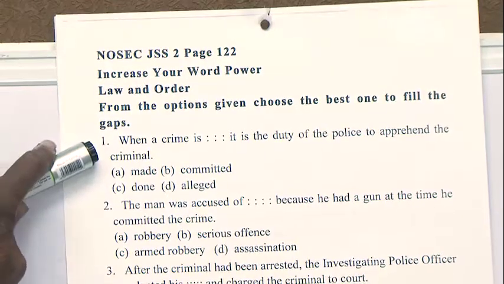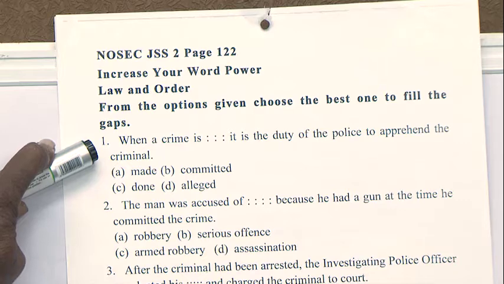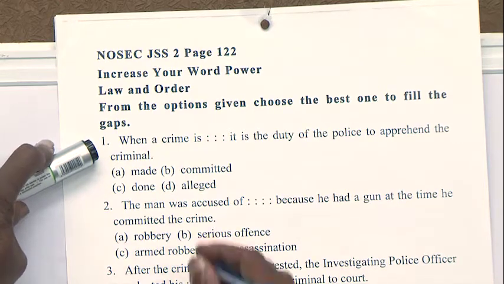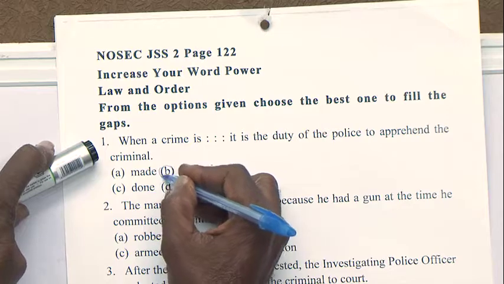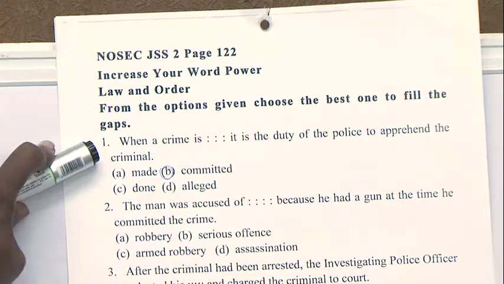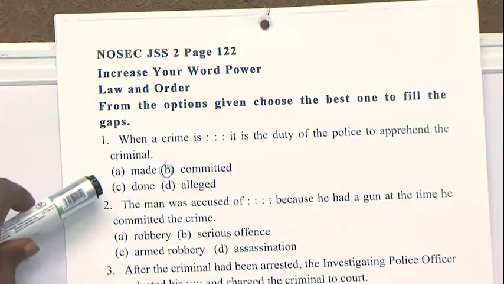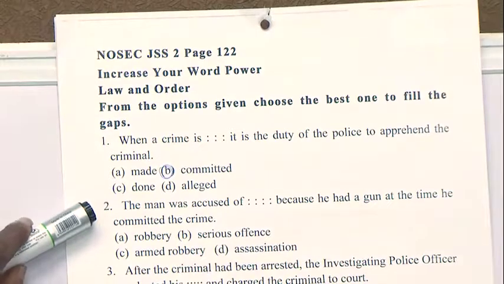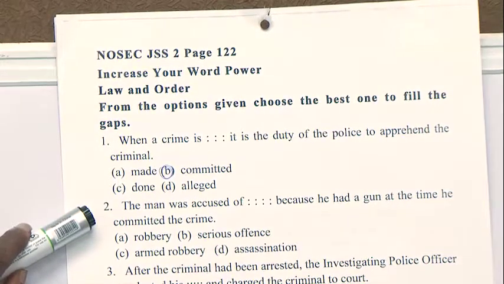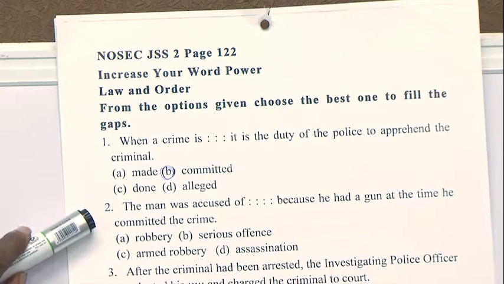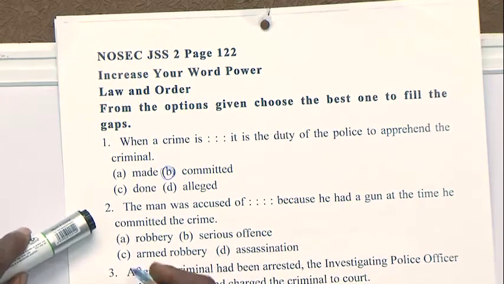When a crime is committed, it's the duty of the police to apprehend the criminal. When a crime, what do you do to a crime? You commit a crime. It's committed. When a crime is committed, it is the duty of the police officer to apprehend the criminal. The man was accused of armed robbery because he had a gun at the time he committed the crime.